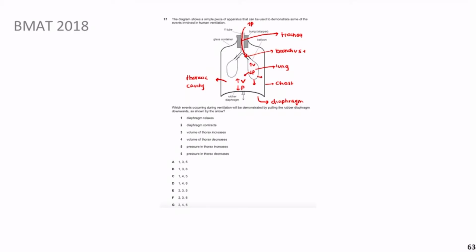And this is really what happens, guys, when you're breathing at rest. So when you're breathing at rest, like probably now, hopefully this video isn't causing you guys to panic, but if you're breathing now, your chest, if you put your hand on your chest, it shouldn't really be moving much. It's mainly just your diaphragm which is doing all the work when you're breathing at rest. So it says which events occurring during ventilation will be demonstrated putting the rubber diaphragm downwards as shown by the arrow, sorry. So when the diaphragm goes down, that essentially represents the diaphragm contracting.